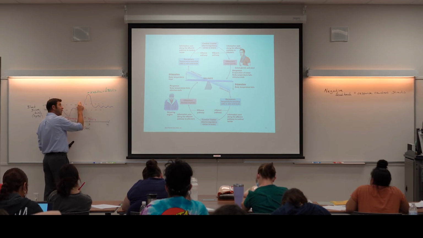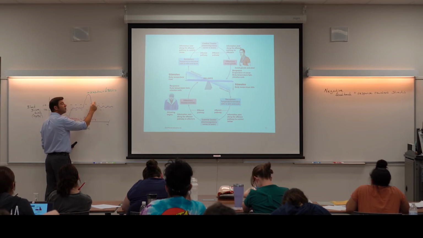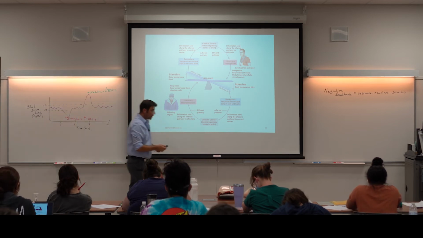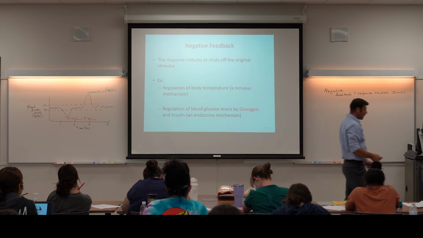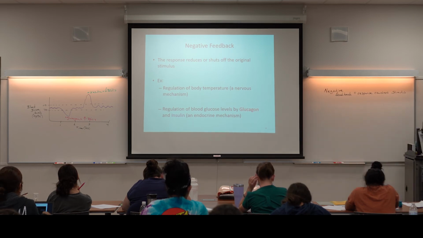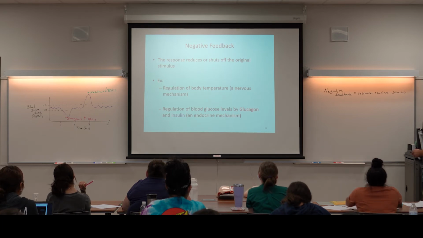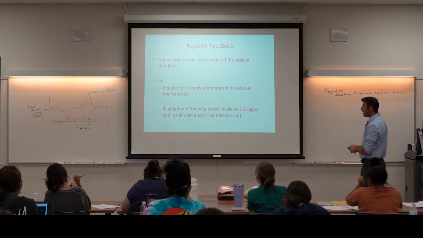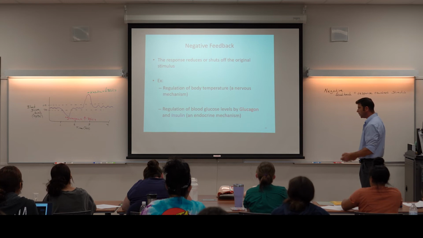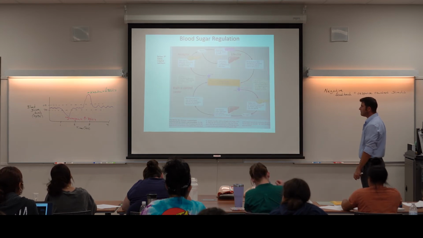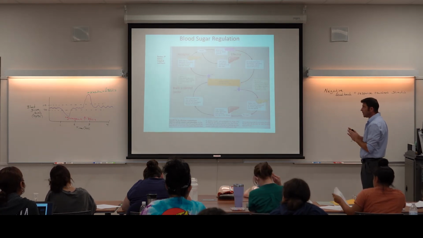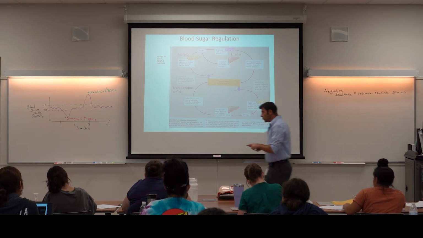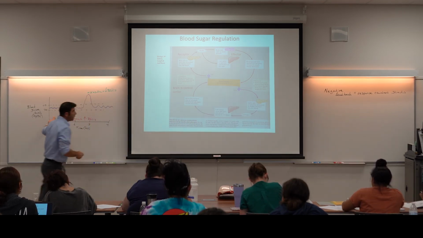Stimulus is elevated blood glucose levels. Response is to reduce those blood glucose levels. Negative feedback. I just used the example of body temperature. We've mapped on the board the ways the endocrine system regulates blood glucose levels. If you're interested, this is a slide that shows what we just graphed on the board.